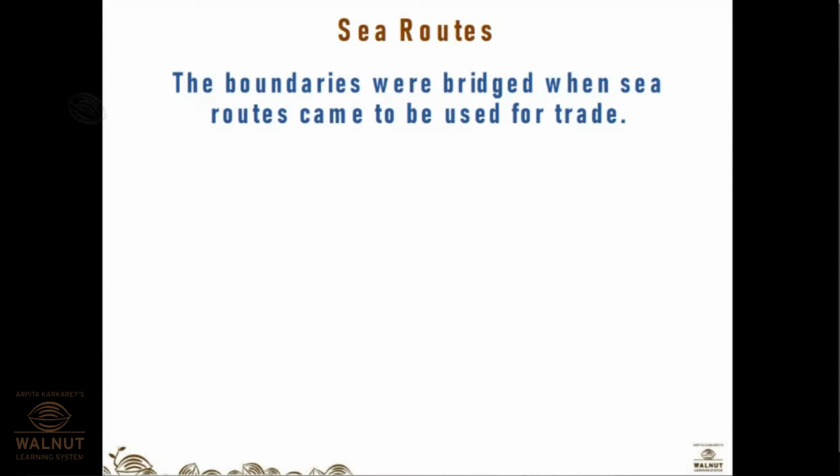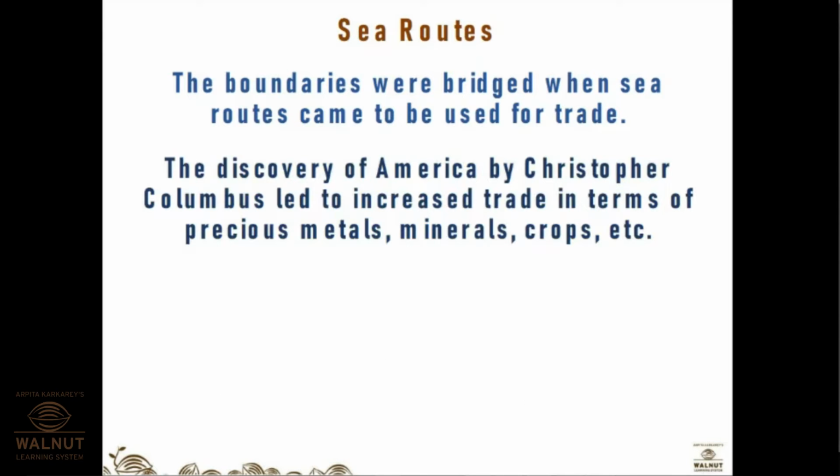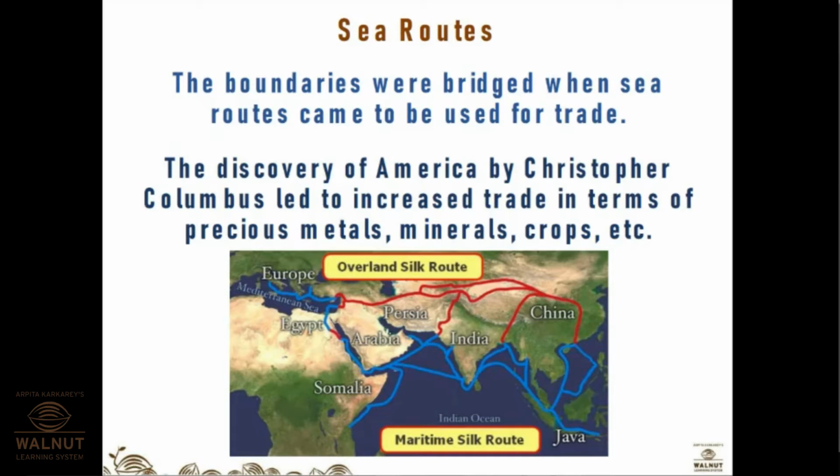Now we will see the sea routes. The boundaries were bridged when sea routes came to be used for trade. The discovery of America by Christopher Columbus led to increased trade in precious metals, minerals, crops, etc. So it was not only through the land that everything came in, but the seas were used for the same. Trading was done through the sea also, right?